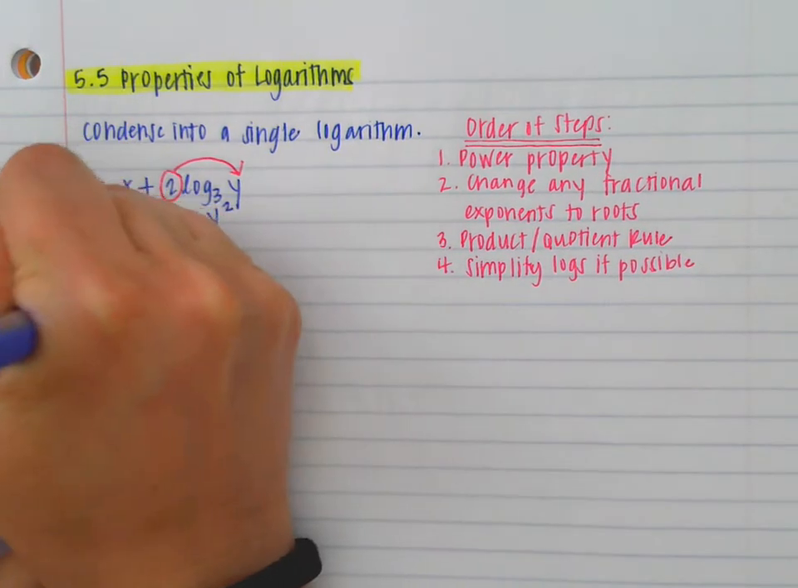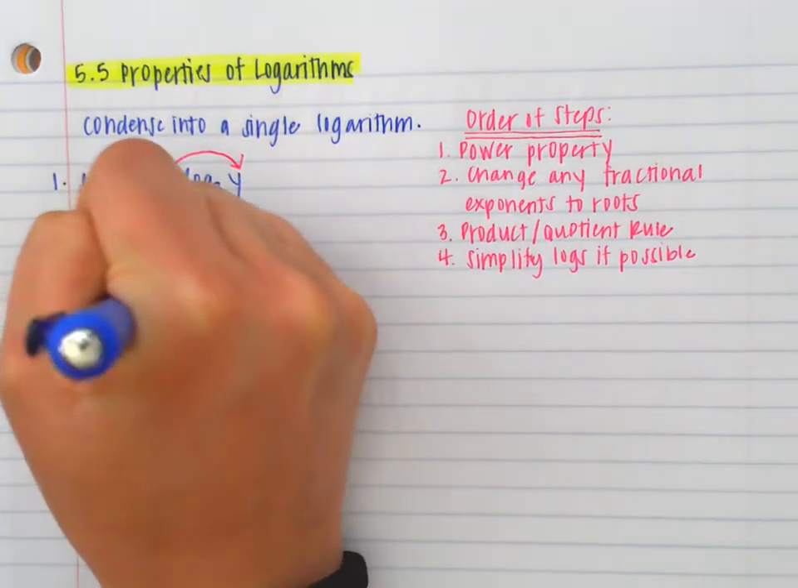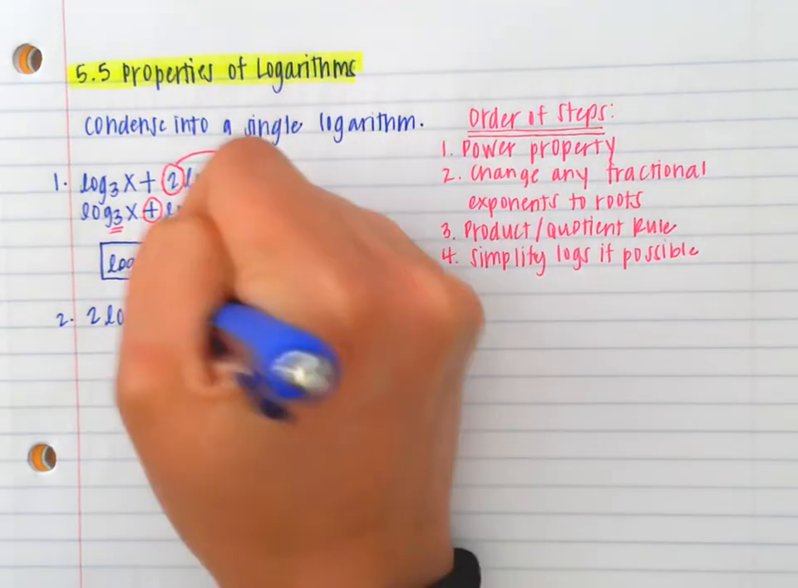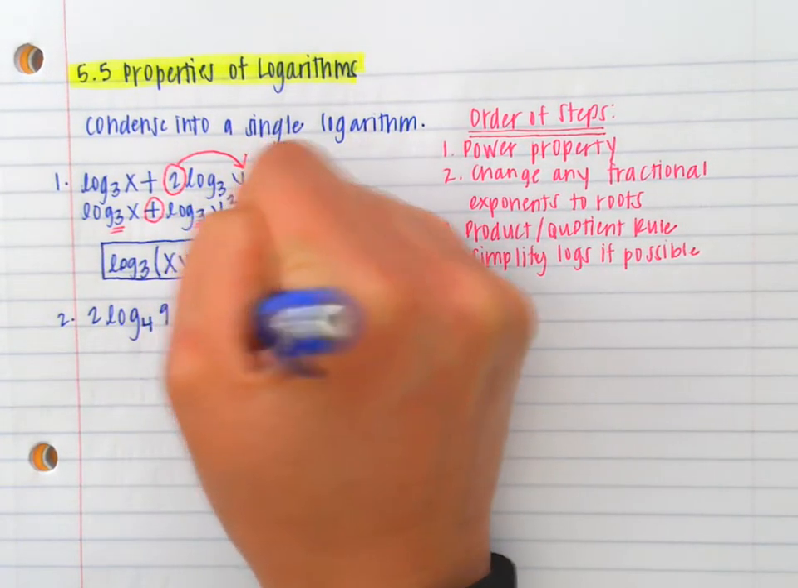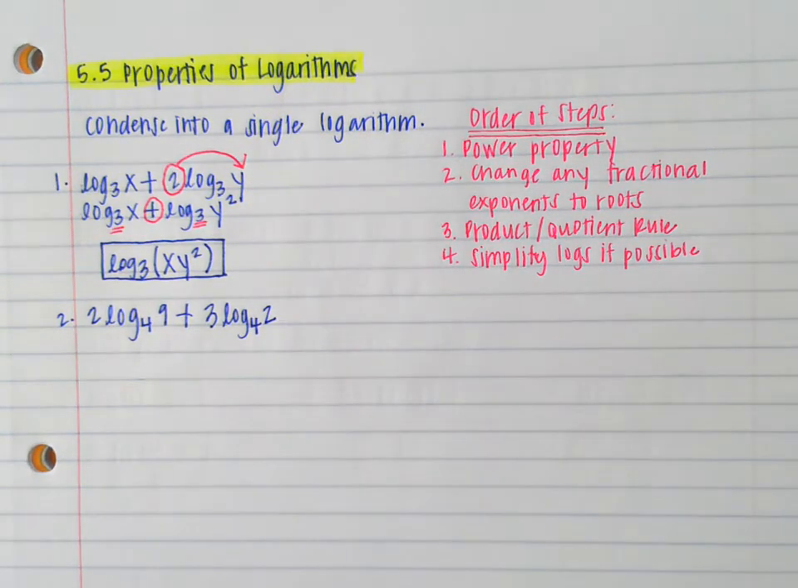Okay, so let's try another example. Let's go into 2 here. Okay, so we are gonna have 2 log base 4 of 9 plus 3 log base 4 of 2. Okay, so what I want you guys to do is try this problem on your own. Simplify it as much as you possibly can, and then come back and check your work to see if you did it correct. So pause here, try as much of it as you can, and then come back and see how you did.